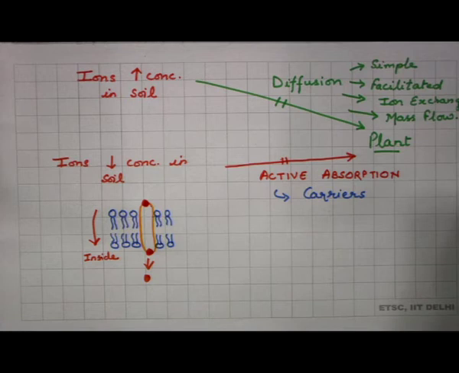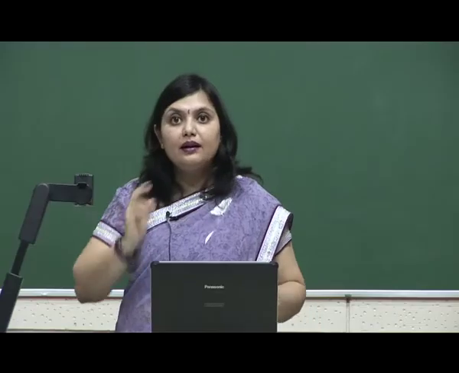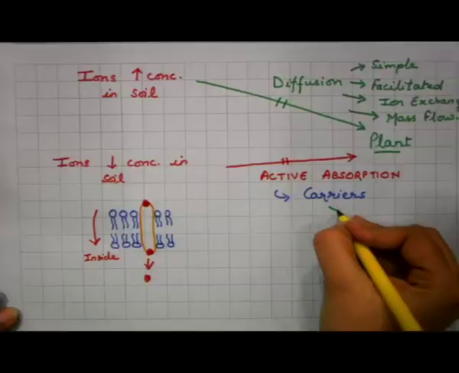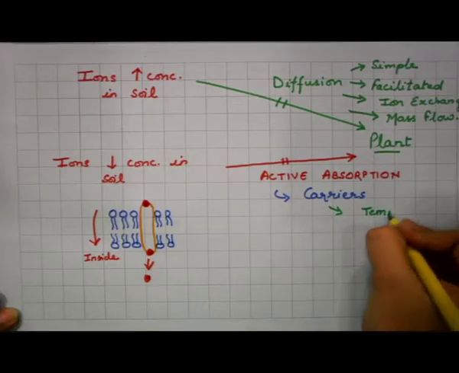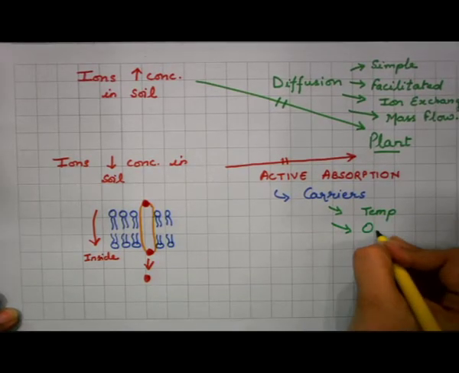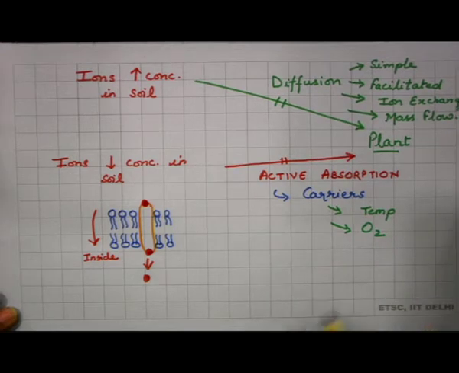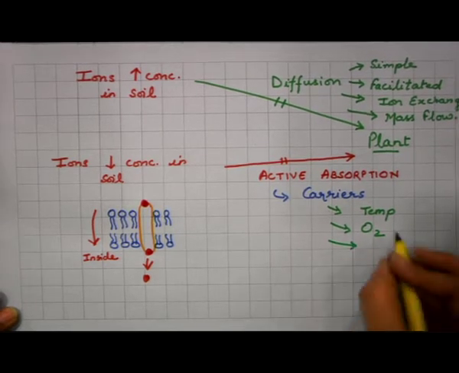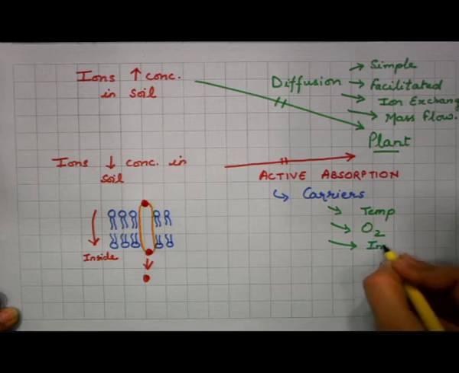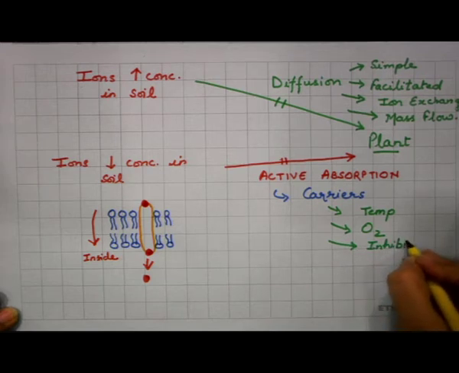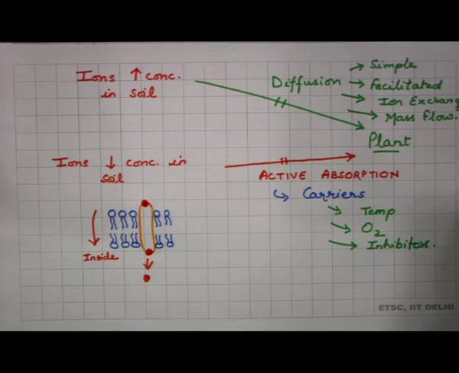So, this is the active absorption. It requires energy and the carrier proteins, and since it is done with the help of carrier proteins, that means it will be affected by temperature, oxygen, whether it is deficient or not, and also presence of inhibitors. This is what we have discussed up till now.